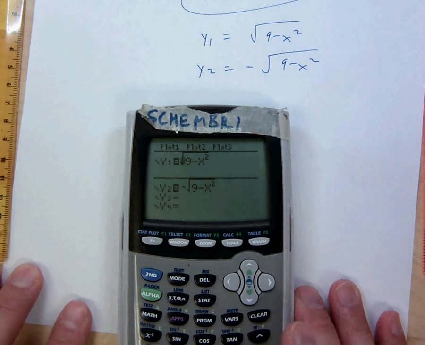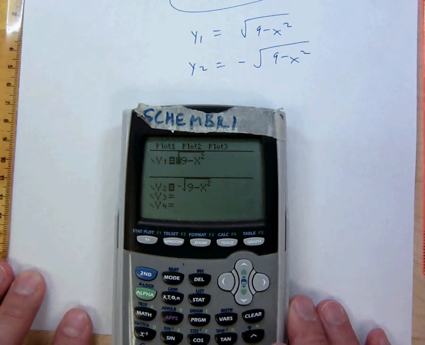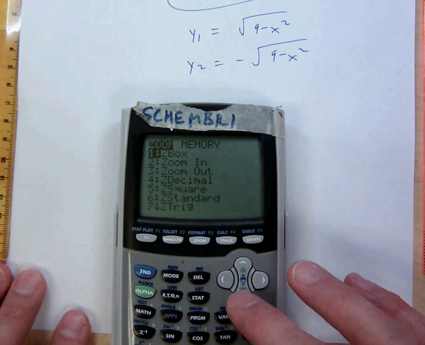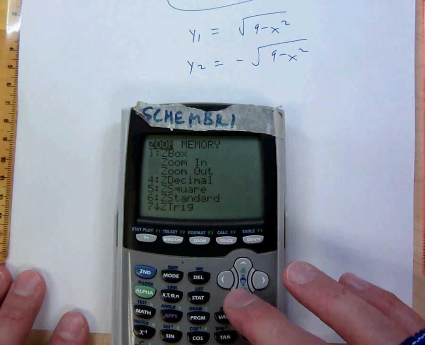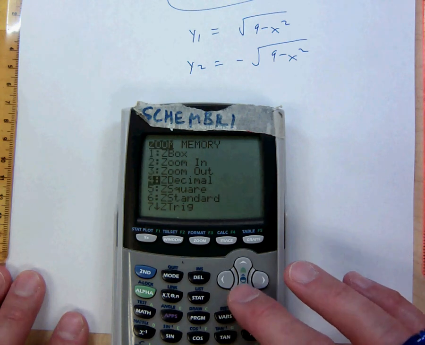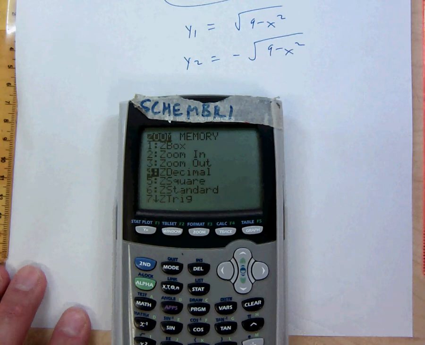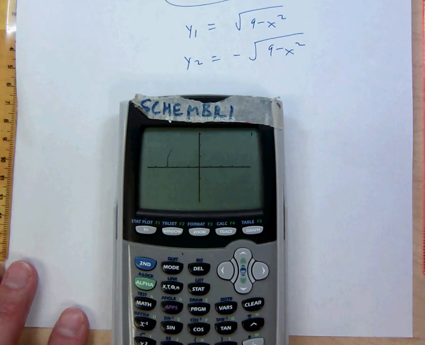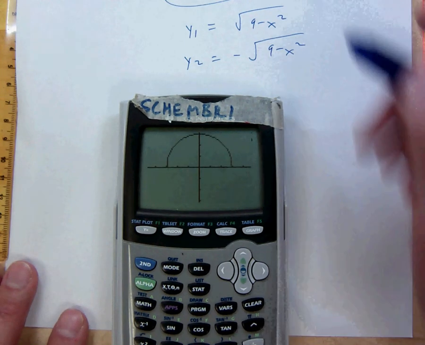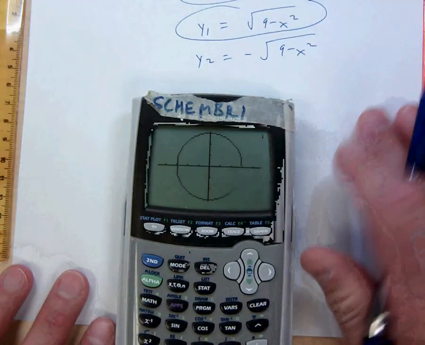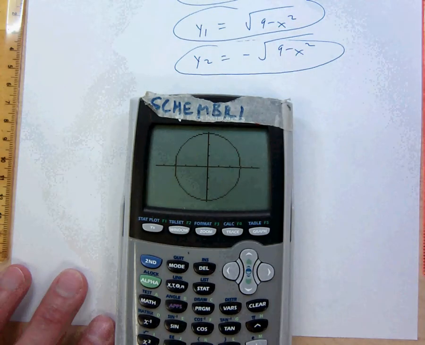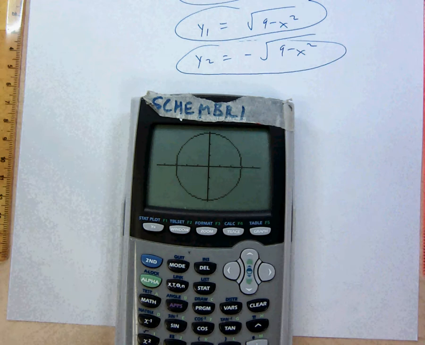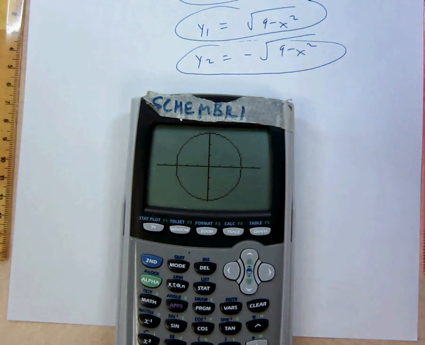By the way, when I'm doing this, you could use a standard window, but it's not going to look right. I like to use either the decimal window or the square window. Let's try the decimal window here. So hit zoom, decimal. There's the top half of the circle, which is the positive square root, and there's the bottom half of the circle, which is the negative square root. Between the two, you got the whole circle. So you should be able to do something like that and enter that into your calculator for graphing purposes.